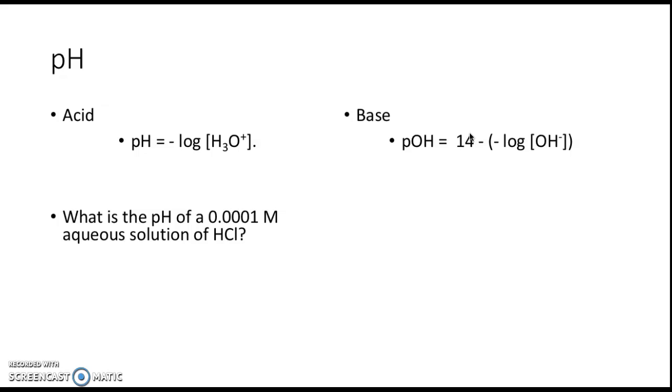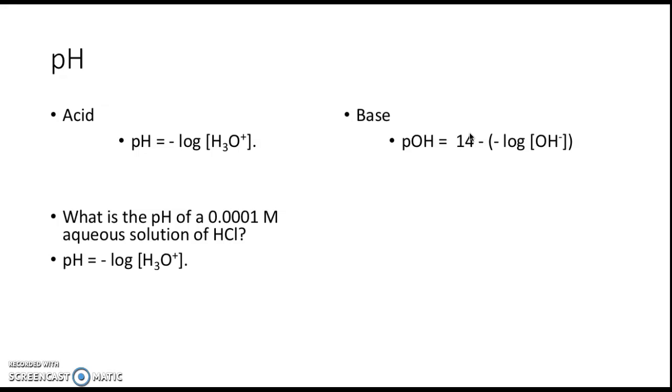Practice problem for acid is, what is the pH of a 0.0001 molarity aqueous solution of HCl? So I know I'm working with acid because I have HCl. My H is in front, so I'm working with the acid. That means I'm using negative log of the concentration of the acid. My concentration, once again, is a form of molarity, which I have as capital M right here.